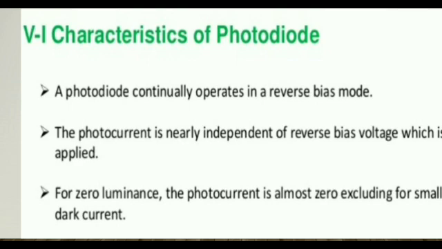And next, the photo current is nearly independent of reverse bias voltage, except for zero luminance. For zero luminance, the photo current is almost zero, excluding a small dark current. Zero luminance means what? There is no light. Photoelectric current is almost zero, excluding a small dark current. Okay, right.